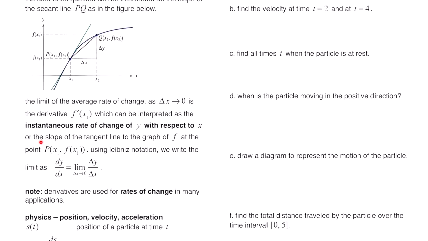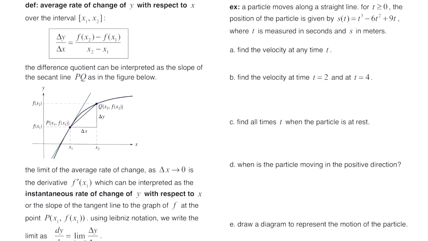Or, again, as we're also familiar, the slope of the tangent line to the graph of f at the point P, and then here are your coordinates. You can also use Leibniz's notation to rewrite the limit as dy/dx, which equals the limit as change in x goes to 0 of change in y over change in x. So again, instantaneous rate of change is going to be your dy/dx. Average rate of change is going to be your f of x sub 2 minus f of x sub 1 all over x sub 2 minus x sub 1.